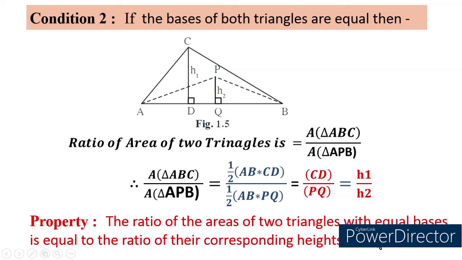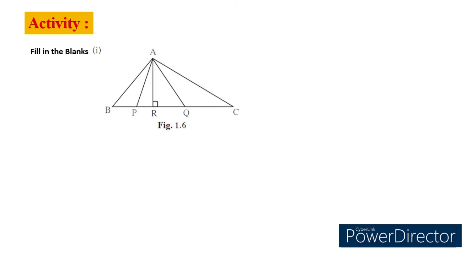I hope all of you are getting this. Now next, just consider some activities which are mentioned in your notebook. Fill in the blanks. Here is the example where ABC is a given triangle and BC is divided into a number of segments, that is BP, PR, RQ and QC.